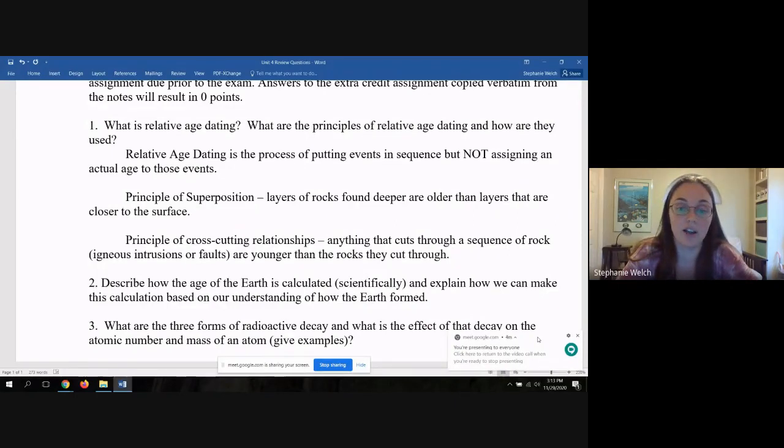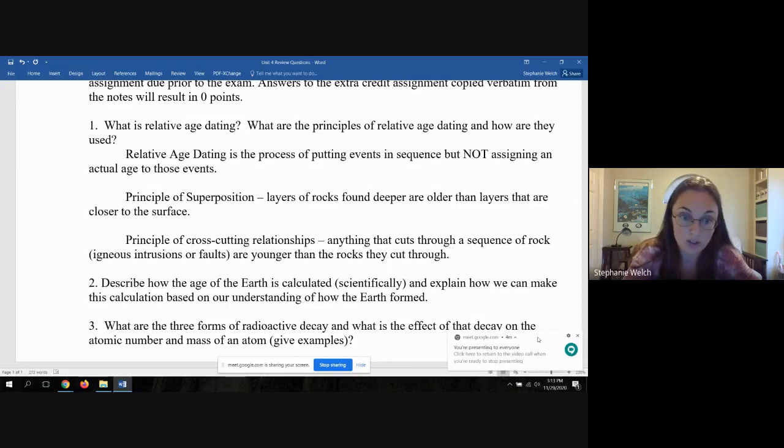Those layers of rocks that get either faulted, or if an igneous intrusion pushes up and migrates through pre-existing rock, those events have to be younger than the rocks that they cut through. And so that can sort of offset the principle of superposition in some cases, especially dealing with igneous intrusions.